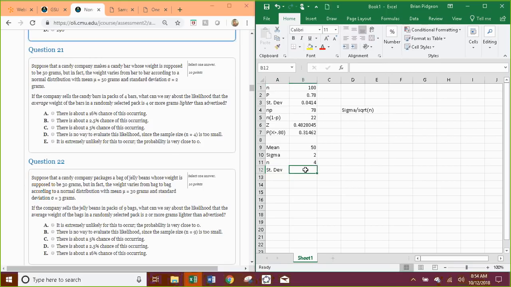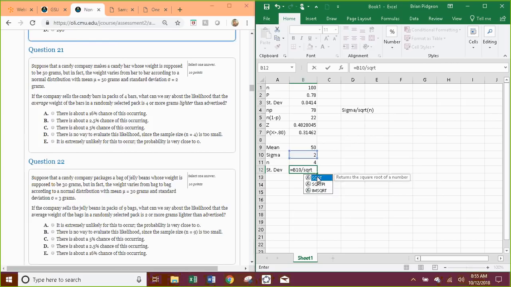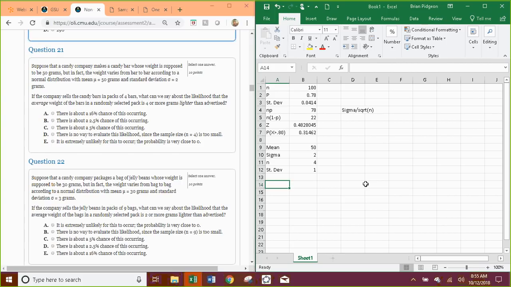I'm going to interchange the words standard deviation of the sampling distribution and standard error quite often. That's what it's defined to be. The standard deviation of the sampling distribution is called the standard error. The standard deviation for the sampling distribution of a mean is sigma divided by the square root of n. So sigma over the square root of 4, sorry, not 50, 50 is the mean. So our standard deviation is 1.